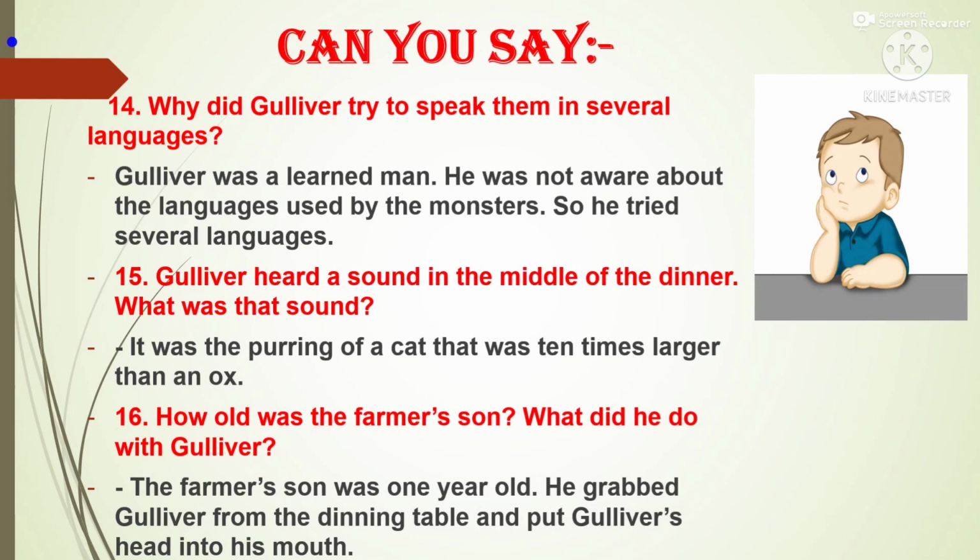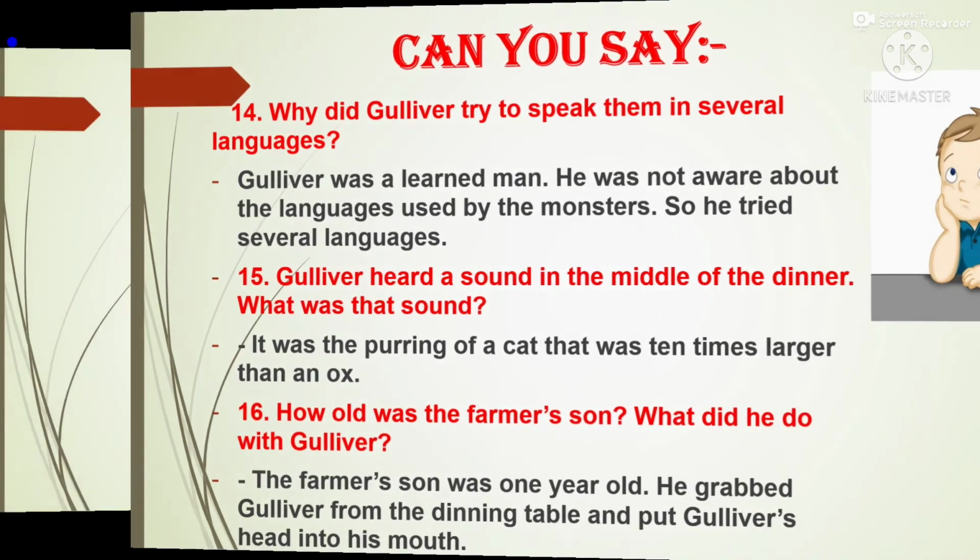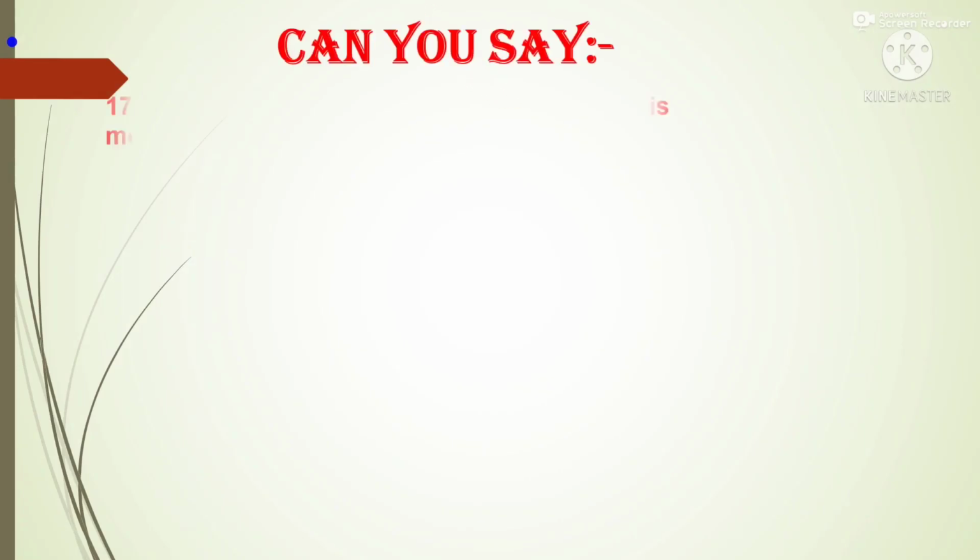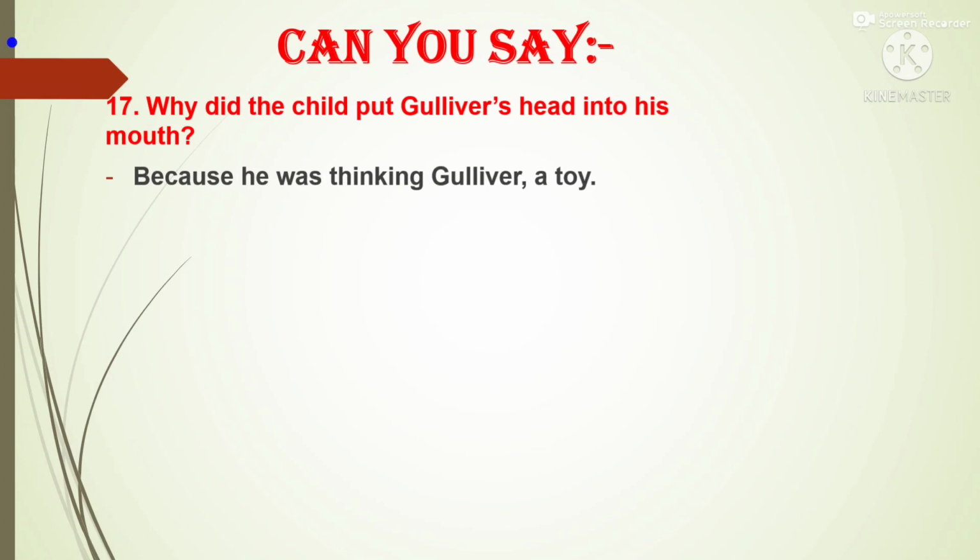How old was the farmer's son? What did he do with Gulliver? The farmer's son was a one-year-old son. He grabbed Gulliver from the dining table and put Gulliver's head into his mouth, thinking him a toy. Why did the child put Gulliver's head into his mouth? Because he was thinking Gulliver was a toy.